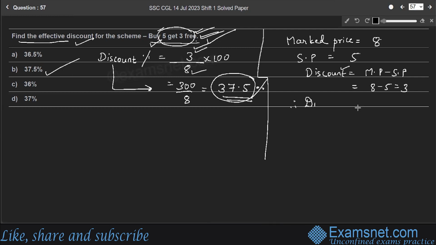Therefore, discount percentage or effective discount, both are same, right? Which means out of market price, there will be some discount. Therefore, for 100 rupees market price, out of 8 articles, 3 articles are free. Therefore, for 100, it is equal to 37.5 percentage. Therefore, option B is the right answer.